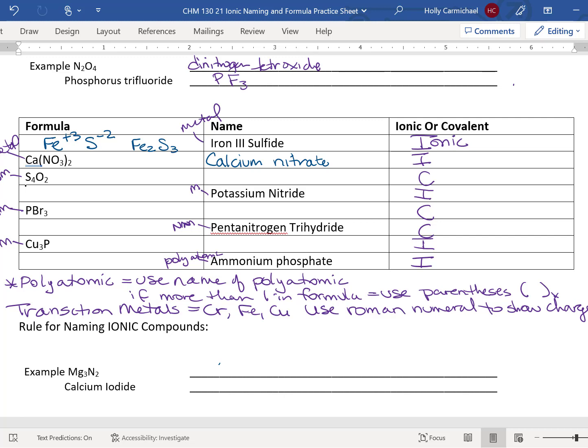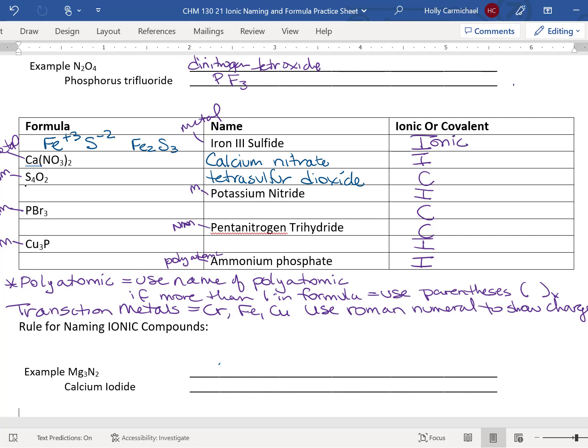S4O2, what would its name be? S4, tetra. Tetra, sulfur, and what else? Dioxide, yep.